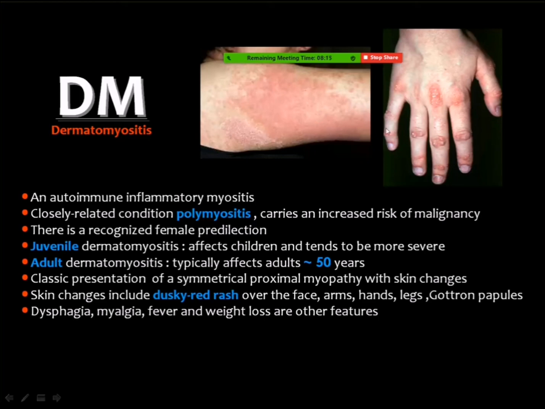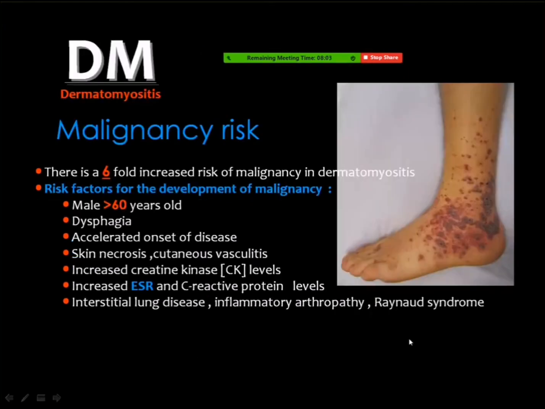And this is the classic appearance of the skin, which looks dusky red with rashes, and in the X-rays, you got extensive subcutaneous calcification. There is a six-fold increased risk of malignancy in dermatomyositis, and the risk is evident whenever the patient is above 60 years.